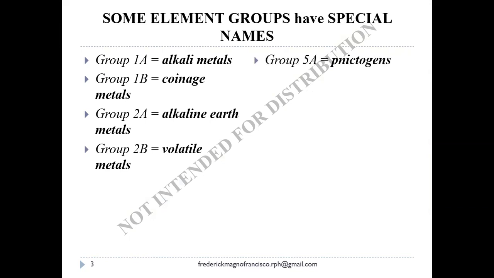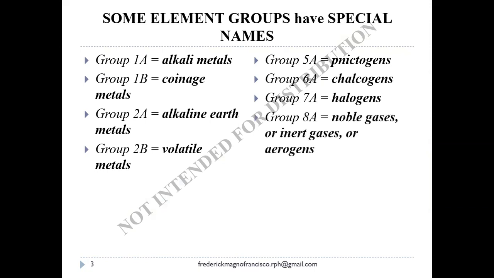Elements in group 5A are known as pnictogens. Elements in group 6A are known as chalcogens. Elements in group 7A are known as halogens, and elements in group 8A are called noble gases or inert gases or aerogens.